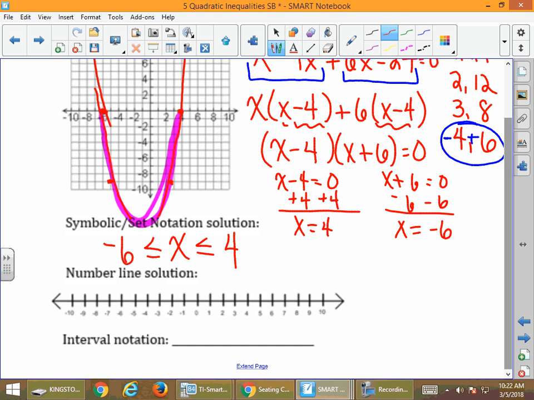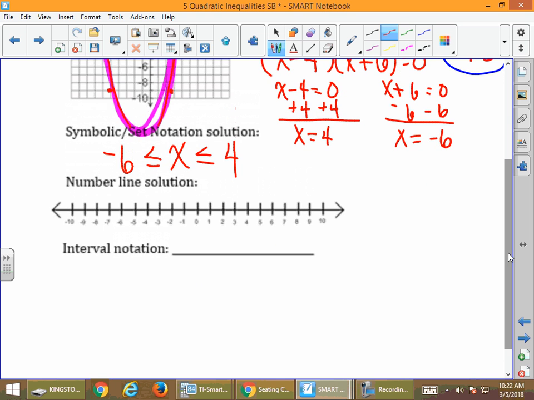And we can draw our picture here. We know everything is in between. There's an equal, so it's going to be a filled-in circle on the -6. It's going to be a filled-in circle on the 4, and everything in between. And then in interval notation, because there's an equals in this problem, we're going to have -6, 4, but the equals has a bracket when we're dealing with interval notation.